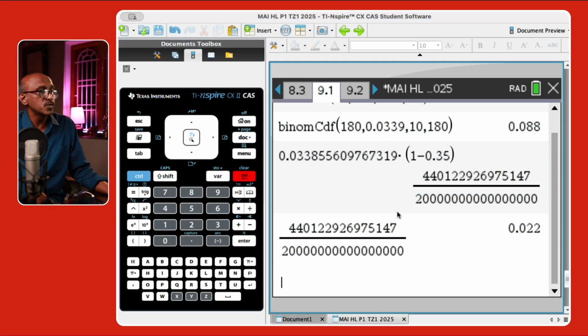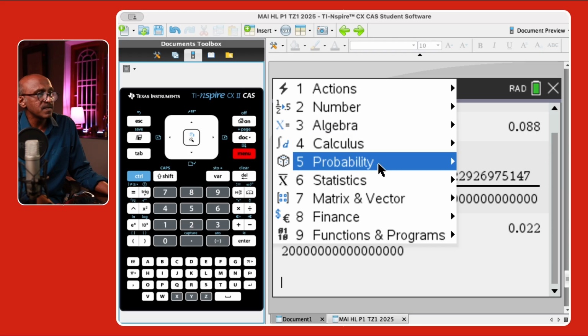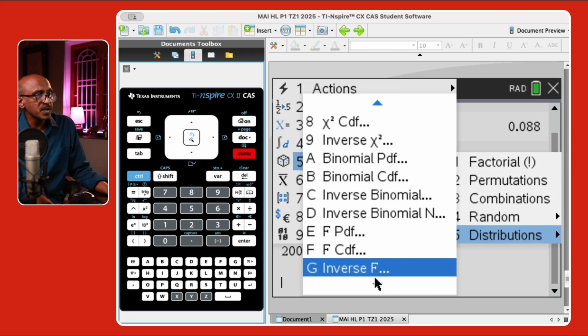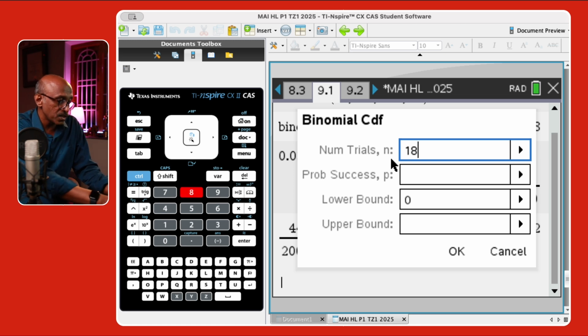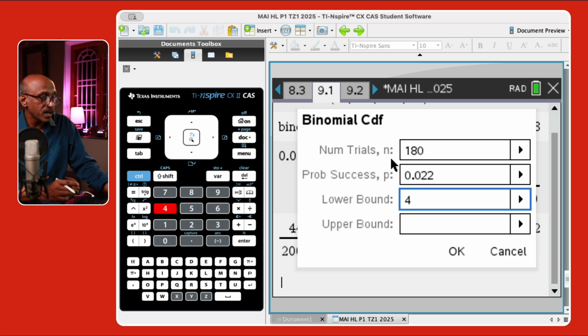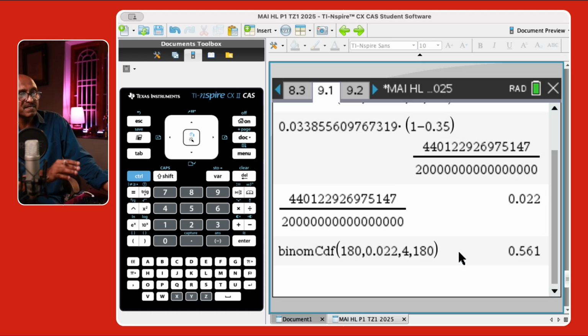We are going to go through the menu again, and this time we want to find the binomial, so make your way to binomial CDF. It's a good idea to mention in your writing that you're using binomial CDF, because sometimes you may make an error in making the entries, but at least you're communicating to the examiner that you know you're using the binomial CDF. Let's put the values in: 180, and the probability of success is 0.022. The lower bound should be 4, and the upper bound is 180. When I hit OK, I get 0.561.